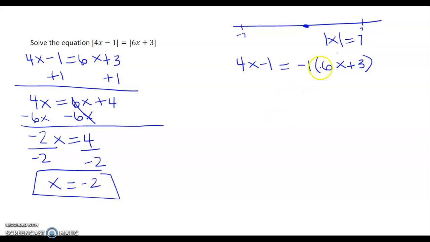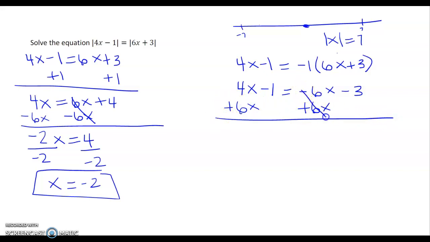Okay, now let's solve this one. So first we're going to want to distribute the negative 1 in. When you distribute a negative 1, what does it do to each sign? Well, it's going to change each sign. So we have 4x minus 1 equals negative 6x minus 3. And then we solve it again. So let's first get our variable terms together. So add 6x on each side.